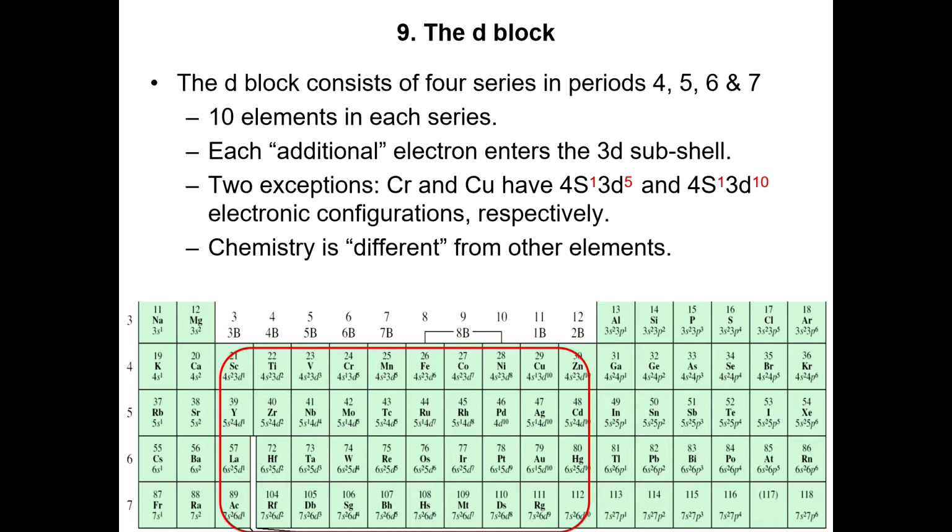And we can see that each additional electron enters the 3d subshell. But for Cr and Cu, they have the 4s1 3d5 and 4s1 3d10 electron configurations. And we will also introduce why they have this kind of electron configuration.